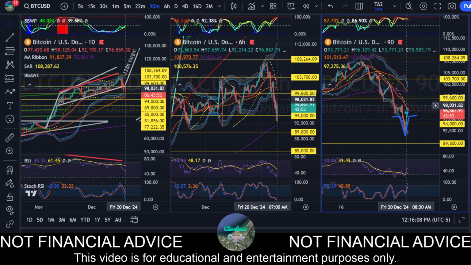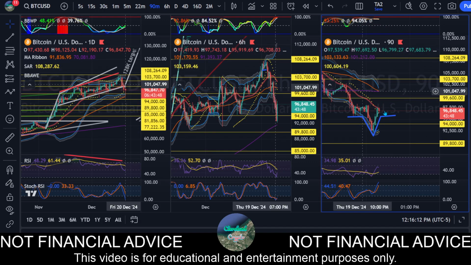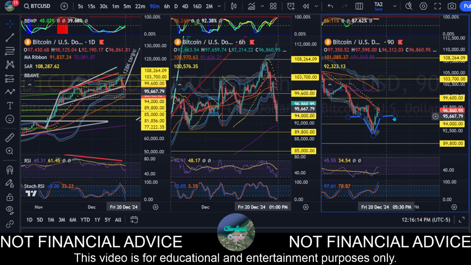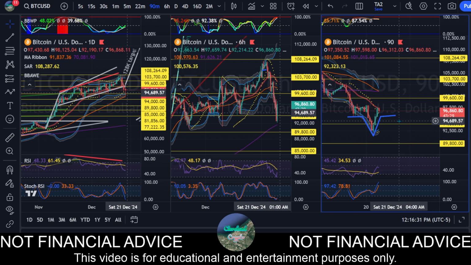Okay, so back to this inverted head and shoulders pattern on the 90-minute chart. We're going to want to see price action stay over this 95.7, let's say. Let's see what these wicks were at. These wicks were at 95.583 and 95.732. So let's just say 95.6. If price action can stay above 95.6, then this inverted head and shoulders pattern remains valid.